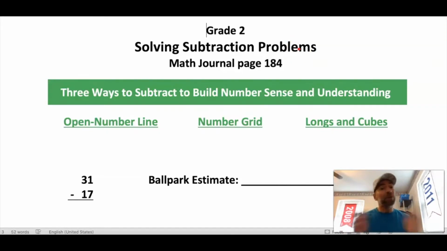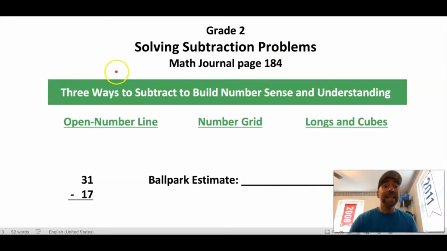Today, grade 2 solving subtraction problems is going to be our lesson. Now, after you watch this video, you are going to complete Math Journal page 184. And you can do that right in your journal, or you can go right to Seesaw and we'll put up that journal page right there. So you have a choice where you want to work out these problems.